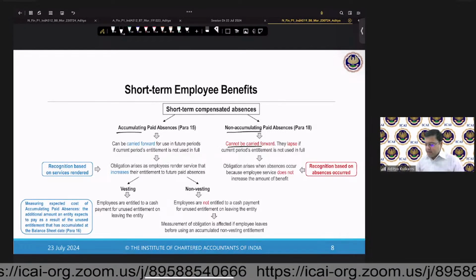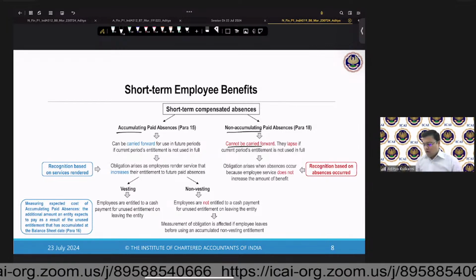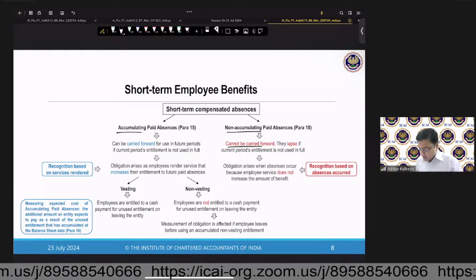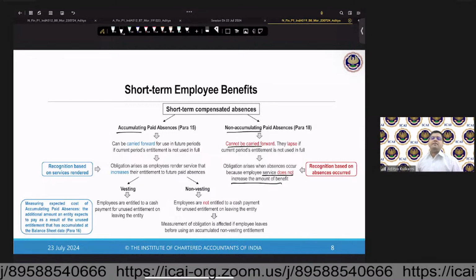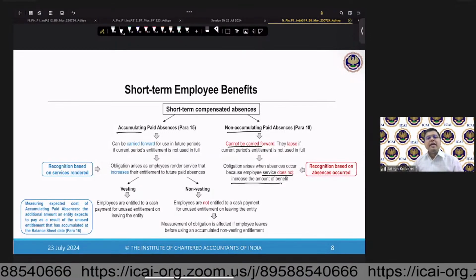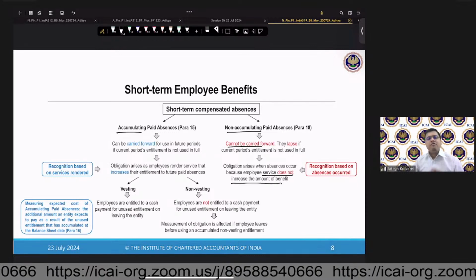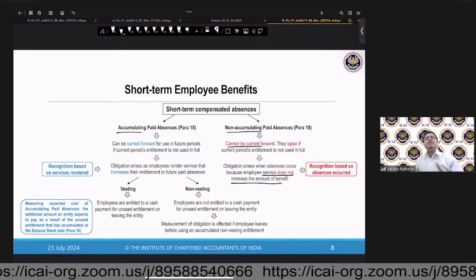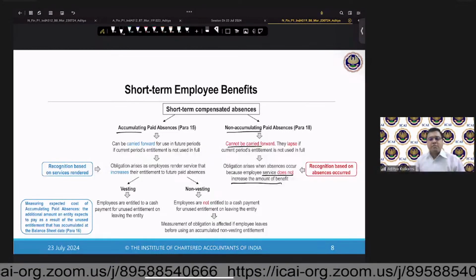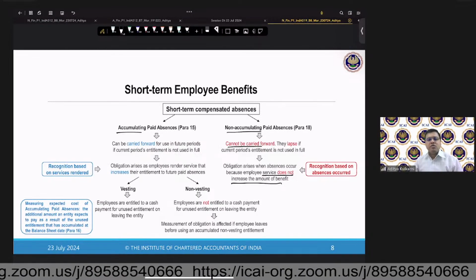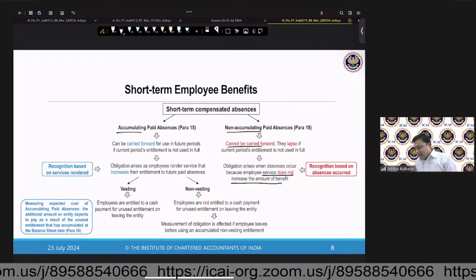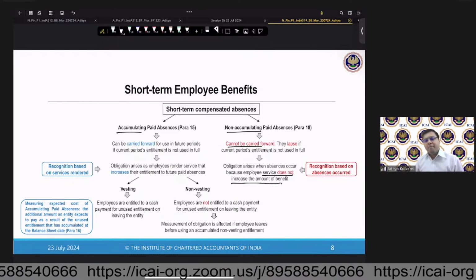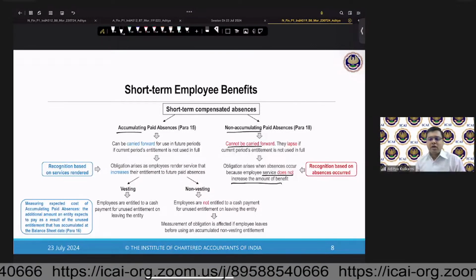They lapse if the current period's entitlement is not used in full. Obligation arises when absences occur, because employee service does not increase the amount of benefit. Means what? Whether the employee comes or whether the employee avails the leave, your payout is going to be the same, because these leaves cannot be carried forward to the next period. And that is the reason you typically have these expenses recognized when absences occur. That means when the employee does not come, you continue to recognize the payout in the form of basic, whatever is the salary that you are paying to that employee.